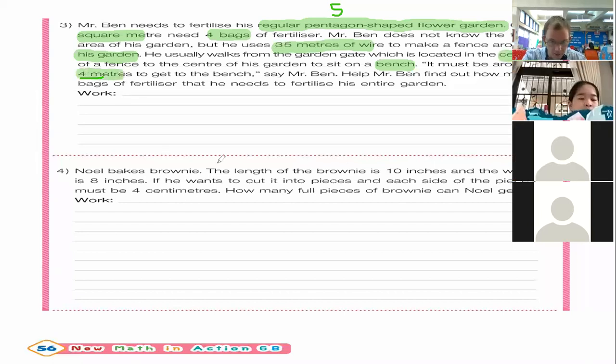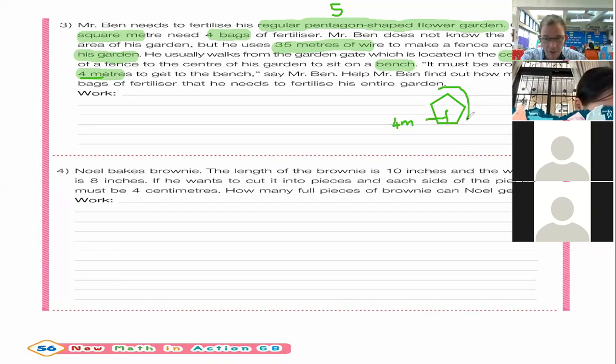So if I quickly want to draw that shape, 1, 2, 3, 4, 5. So this is our pentagon. Sorry, it's not perfect, but it's difficult to draw accurately here. So we have the middle where the bench is, and we have the apothem, which he says is 4 meters.